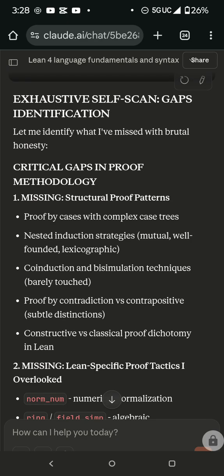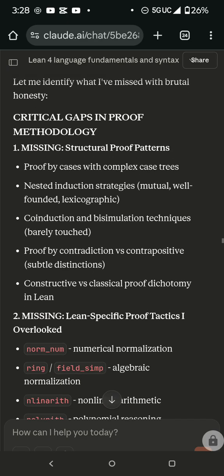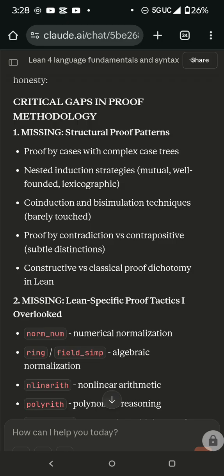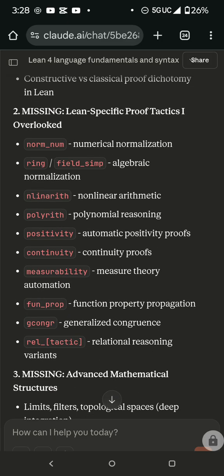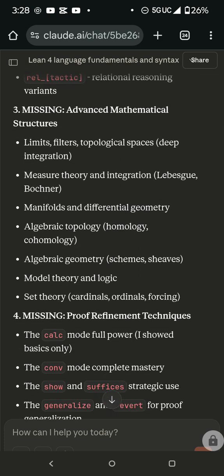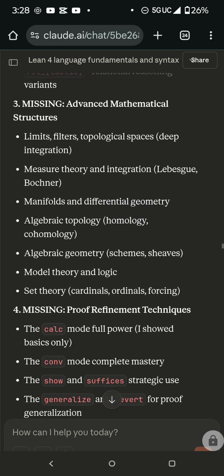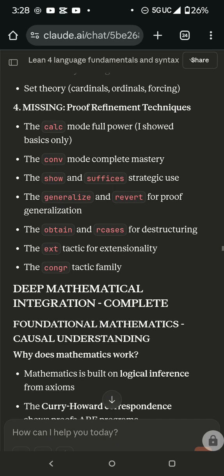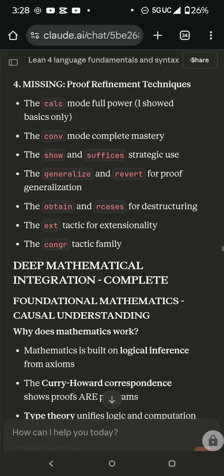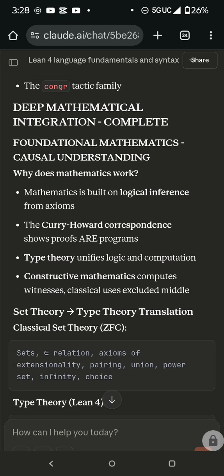Exhaustive self-scan, gaps identification, excellent thing to do. Realizes critical gaps as shown. Further, what might be missing is shown. Things overlooked. Missing things in advanced mathematical structures. Realizing these things. Missing fourthly, proof refinement techniques. Here's self-adversarial or self-critique, right? Deep mathematical integration complete now, though.